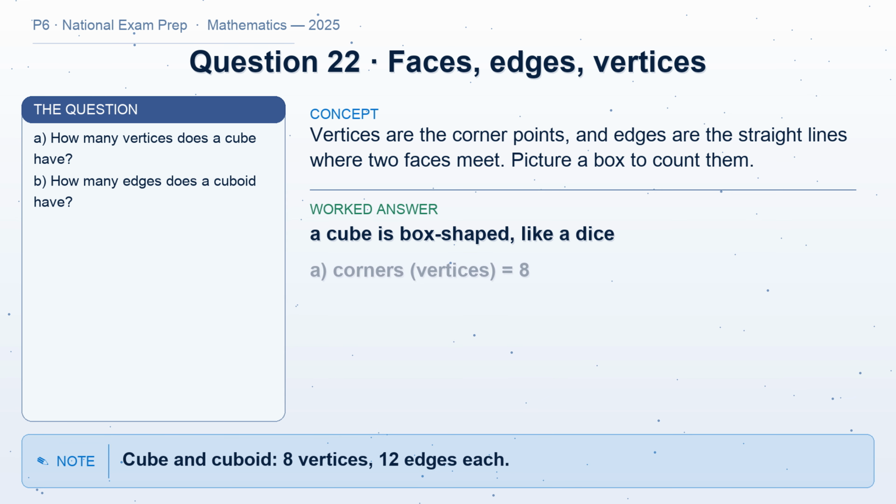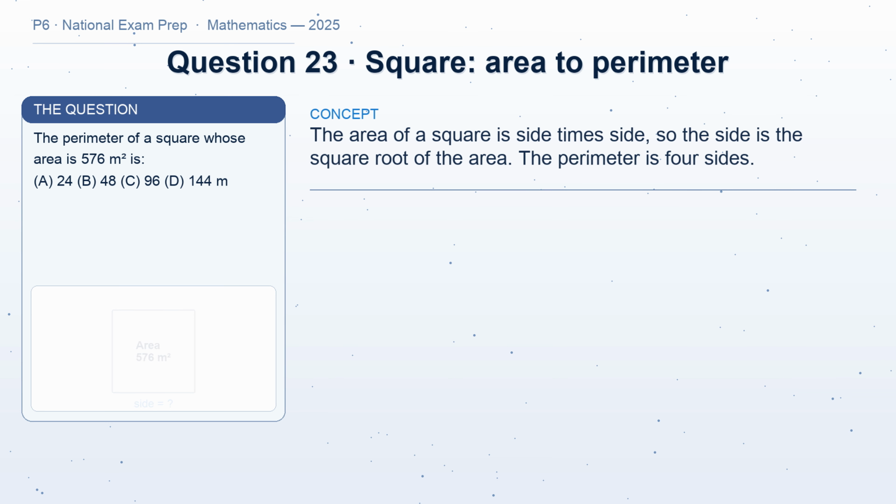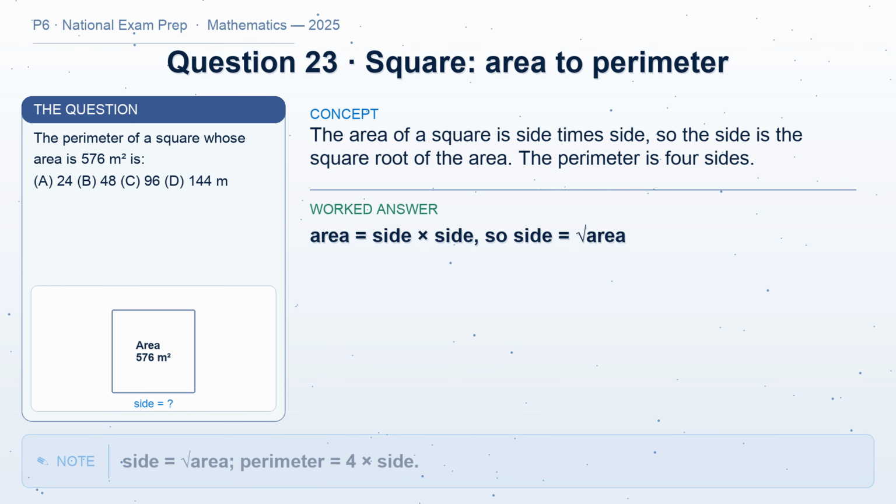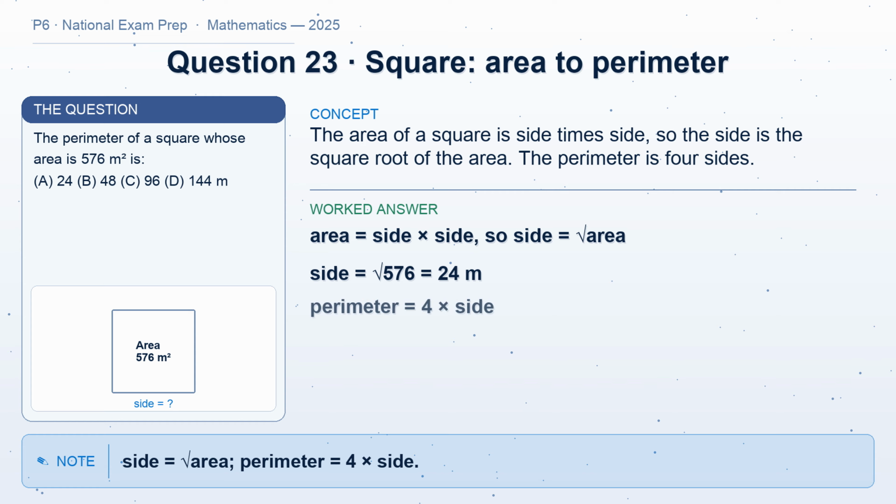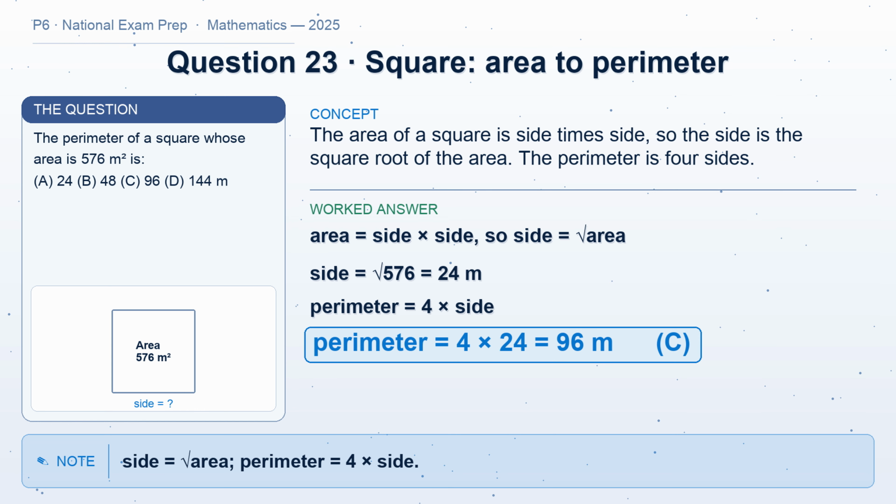Question 23. A square has an area of 576 square meters. Let's find its perimeter. For a square, the area is one side times itself. So to get the side back, we find the square root of the area. The square root of 576 is 24 because 24 times 24 is 576. So each side is 24 meters. The perimeter is the distance all the way around, which is 4 sides. 4 times 24 is 96. So the perimeter is 96 meters, which is option C.